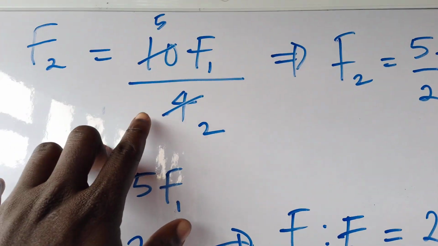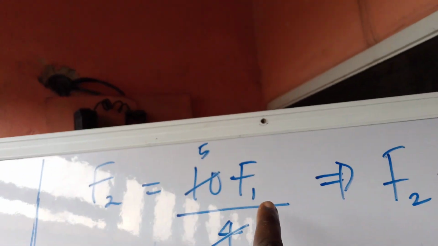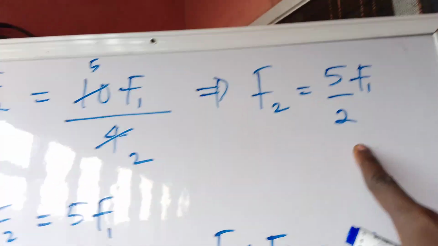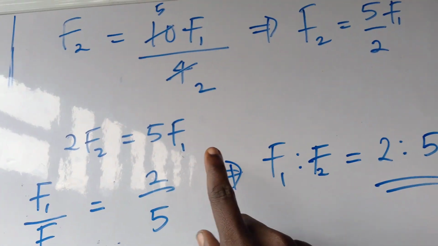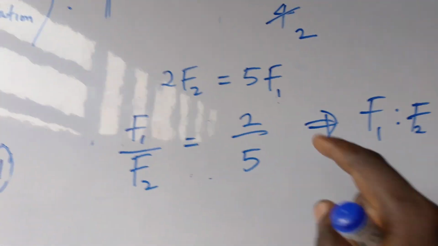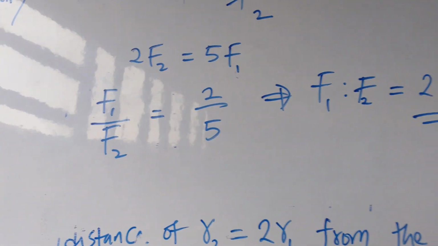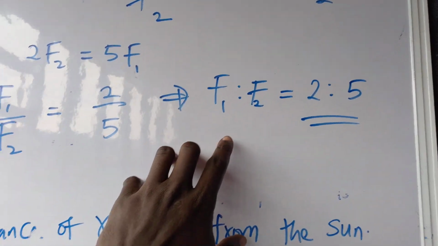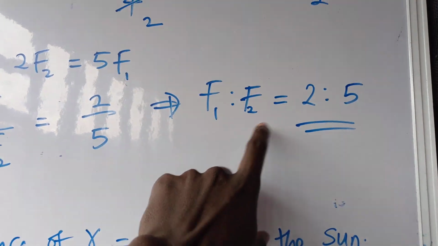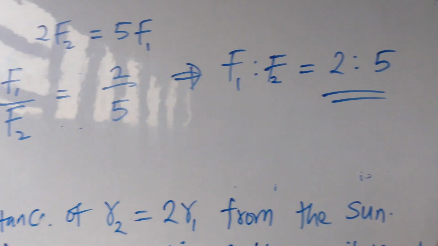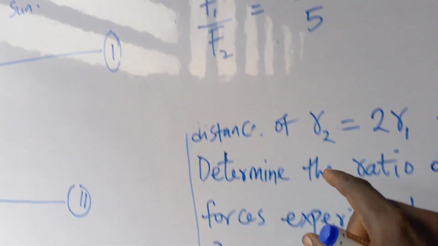So 2 can go into 4, 2 going into 4 is 2, and 2 going into 10 is 5. So F2 equals 5 F1 over 2. I cross multiply: 2 times F2 gives me 2F2 equals 5 F1. When I convert to a fraction, I have F1 over F2 equals 2 over 5. In ratio form, F1 ratio F2 equals 2:5. So that's the final answer. The ratio of the forces is 2:5.